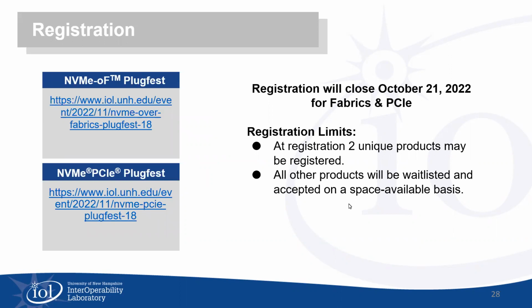So the limits are right now 2 unique products per vendor based on availability. So if we find that we have more bandwidth based on who's registered and there's still another device that can be waitlisted, we will switch it into an active device and actually start testing or make it eligible for testing. So we will be developing the schedule once this registration is closed, and we'll have a better idea of who's coming and how many different vendors and different devices we'll be having. And this applies to both the PCIe and the Fabrics Plugfest.